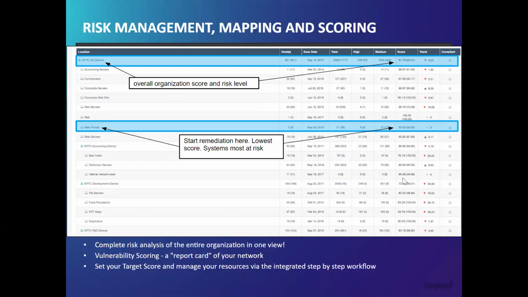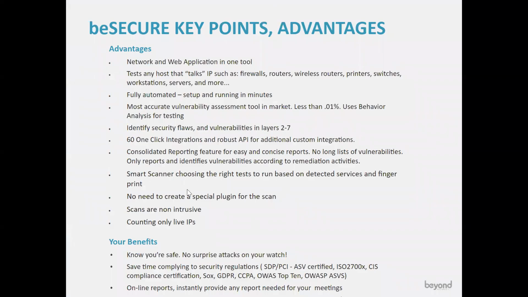Now you would be asking, what should I do in order to start remediation? In order to start remediation, I will pick the place which has the lowest score, where the system has the highest risk. So for example, that's the web portal scan. That's where I'm going to start my remediation in order to improve my security posture as fast as possible. Now you can stop the recording and read through the beSECURE key points and advantages.